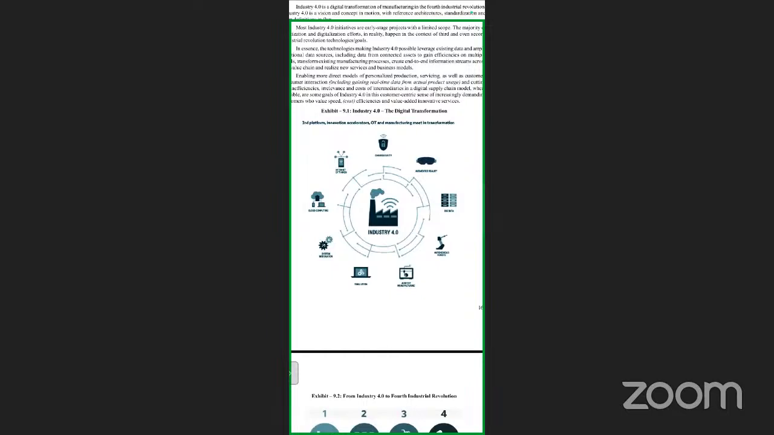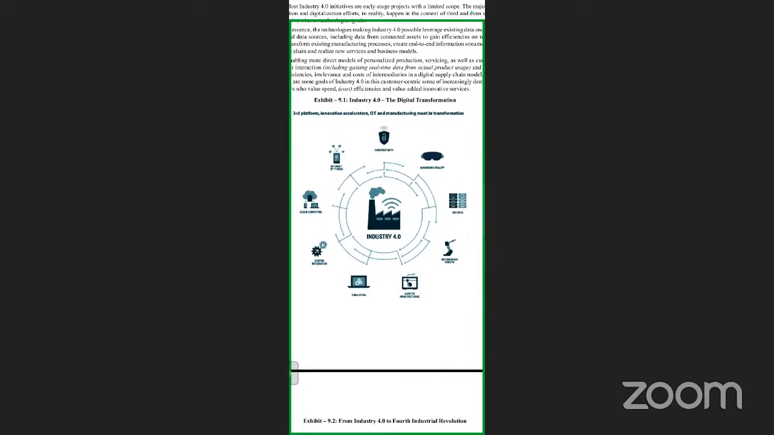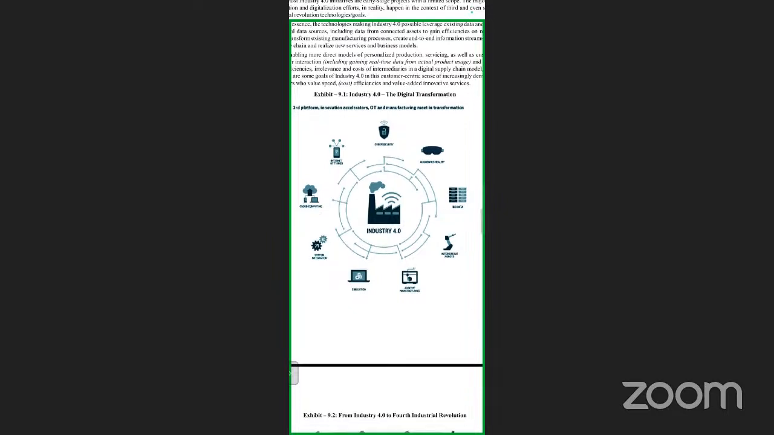When we talk about Industry 4.0, these are the points that come into the picture: augmented reality, cybersecurity, Internet of Things, cloud computing, system integration, simulation, additive manufacturing, autonomous robots, and big data. This all comes under Industry 4.0.